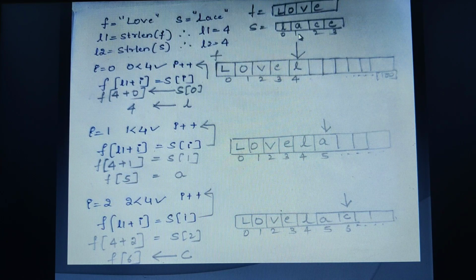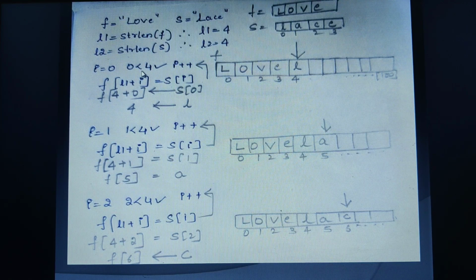Since our string is an array of characters, and an array begins with the 0 subscript, that is the reason here it is 0, 1, 2 and 3. Correct? Now, when I find out the length of the first string, L1 is equal to 4, and L2 is equal to 4. Now look at this for loop.